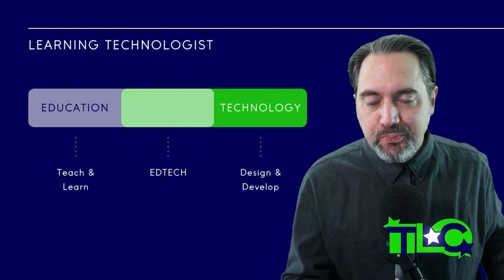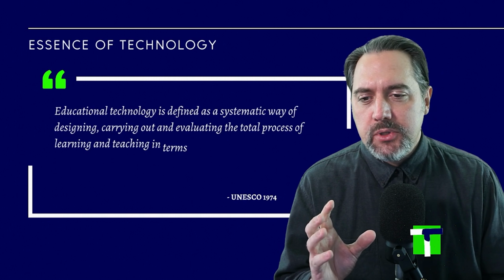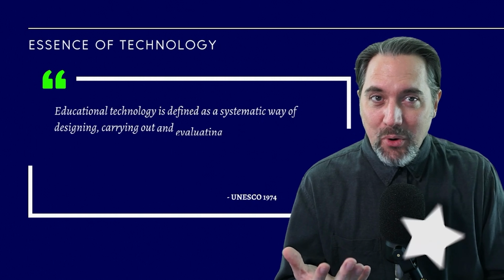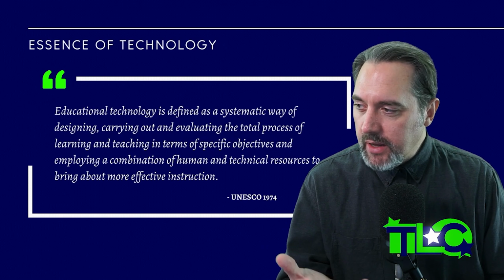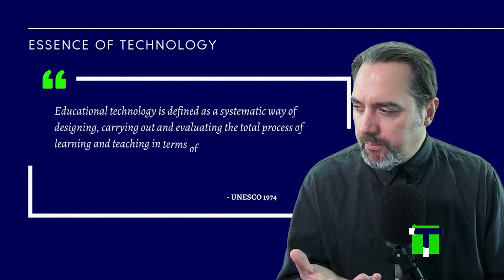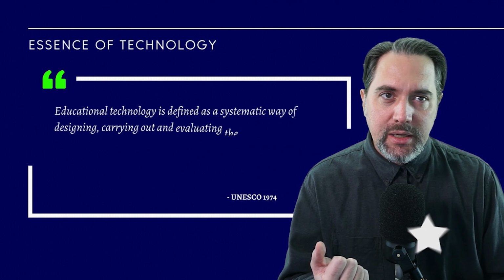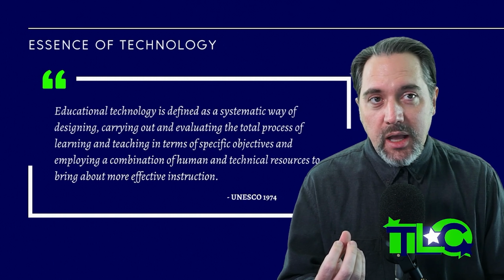So one last quote, and a couple of quotes to help us put this all together and define educational technology. The first one here is a fairly old one, just before I was born, actually, put out by UNESCO. It's defined as a systematic way of designing, carrying out, and evaluating the total process of learning and teaching, in terms of specific objectives, employing a combination of human and technical resources to bring about more effective instruction. There's a lot going on in this particular definition. Yes, there's a lot of verbs in here as well.